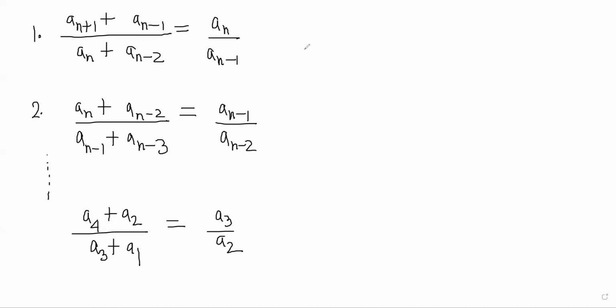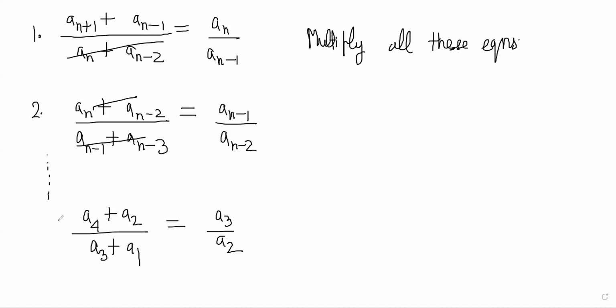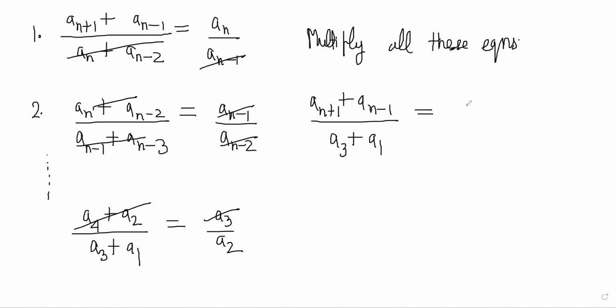What I want to do is multiply all of these equations. Why? Because you will notice that when you multiply the LHS, this gets cancelled with this. Similarly, this will get cancelled, and this will get cancelled, and you will end up with (a_{n+1} + a_{n-1}) / (a_3 + a_1). This is the LHS after multiplying. On the RHS, you can see again similar cancellations are happening, and you will get a_n / a_2 here, right? Great.